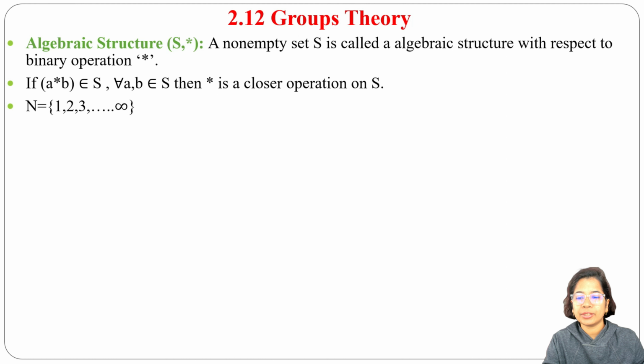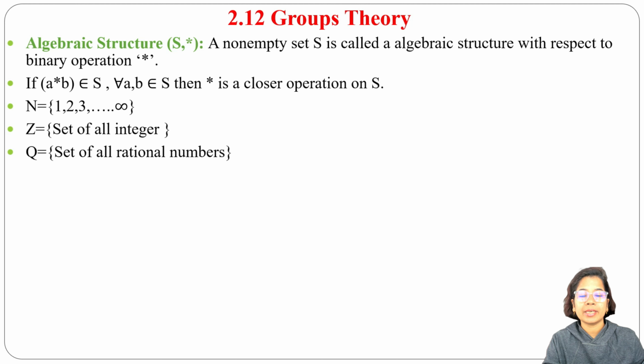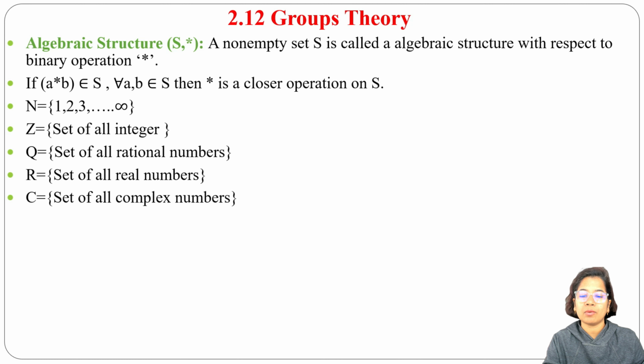N stands for natural numbers, starting from 1 till infinite. Z is the set of all integers, positive, 0, negatives. Q is the set of all rational numbers. R is the set of all real numbers. C is the set of all complex numbers. I already discussed all this, but now I will use it, so that's why I am revising all these symbols.